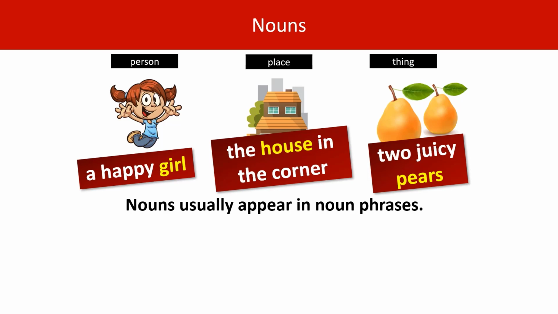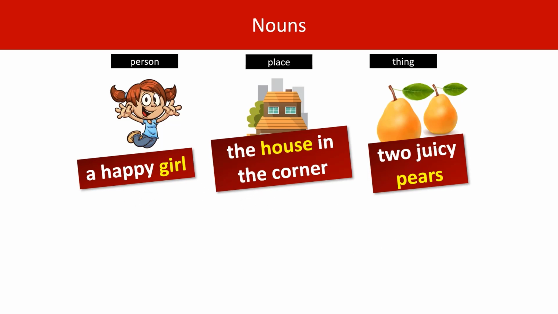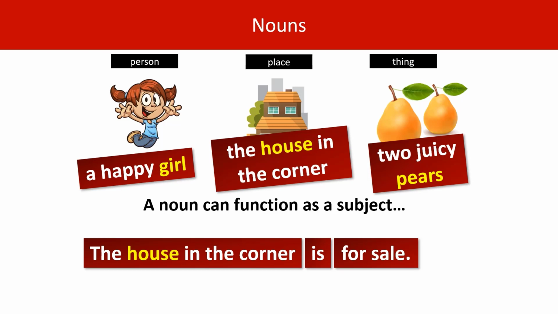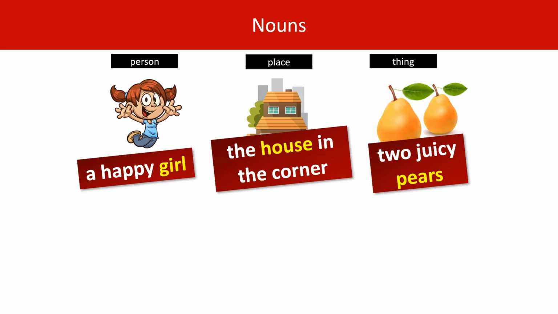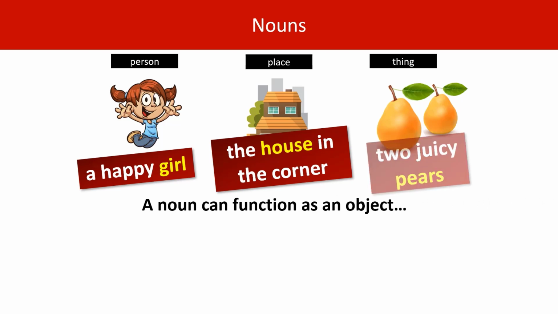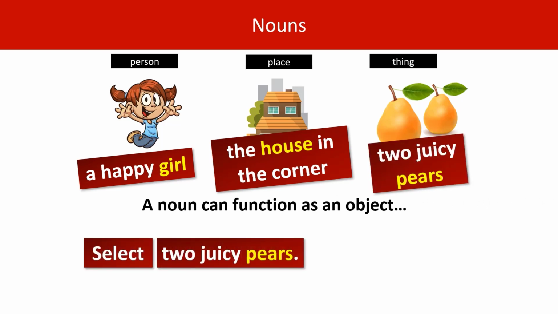The other thing we need to talk about is how nouns function, and a noun can function as a subject of a sentence. So let's take the house in the corner. The house in the corner is for sale. Here, the noun phrase is the subject of that verb, the verb to be, is. A noun can function as an object. So let's take the 2 juicy pears example. Select 2 juicy pears. Select is our verb, and 2 juicy pears is the direct object of that verb. Again, there's more on the webpage.